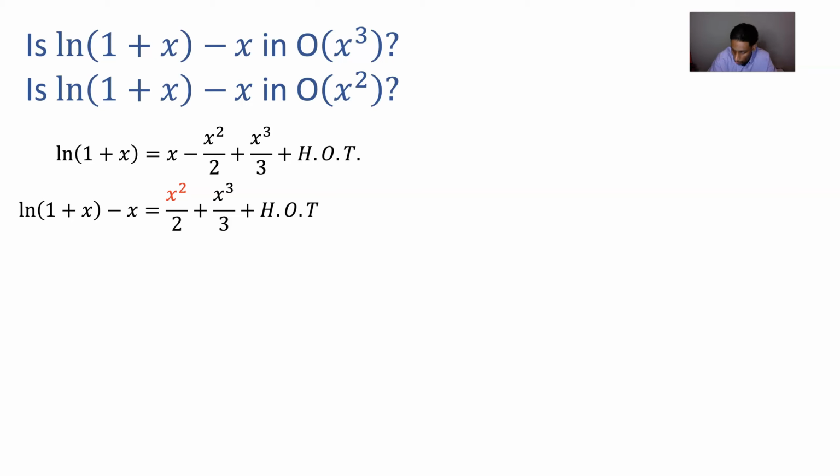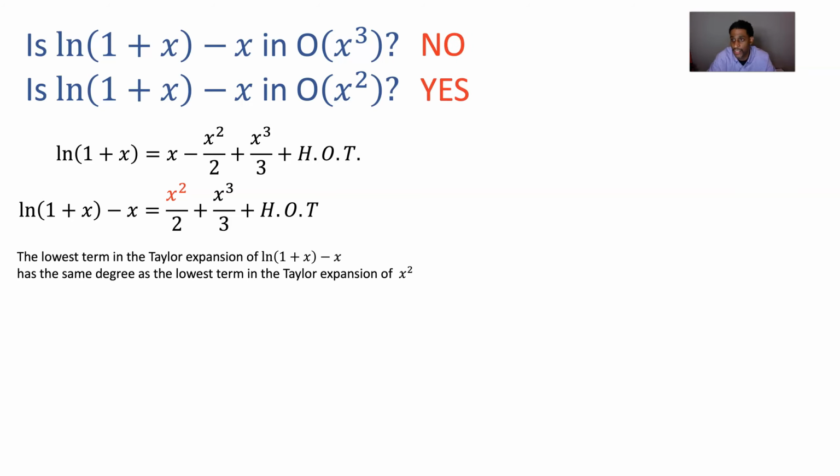Okay, so with that, we can immediately say no to the first question and yes to the second question. The lowest term in the Taylor expansion of natural log of 1 plus x minus x has the same degree as the lowest term in the Taylor expansion of x squared. They match. The limit would be a half there. If we divided ln(1 plus x) minus x by x squared, our limit would be a half. That would be our constant.